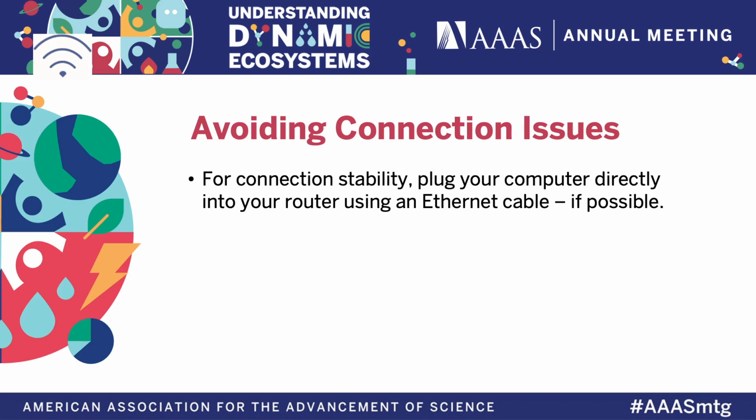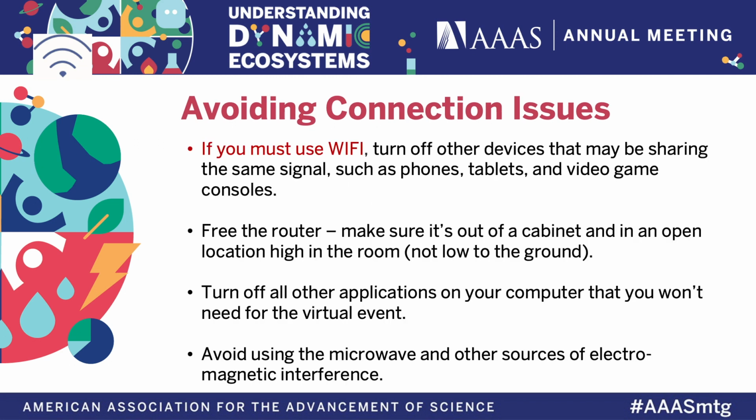To avoid connection issues, and for connection stability, plug your computer directly into your router using an Ethernet cable, if possible. If you must use Wi-Fi, turn off other devices that may be sharing the same signal, such as phones, tablets, and video game consoles. Try to free your router. Make sure it's out of a cabinet and in an open location high in the room. Turn off all other applications on your computer that you won't need for the virtual session recording. Avoid using the microwave and other sources of electromagnetic interference.